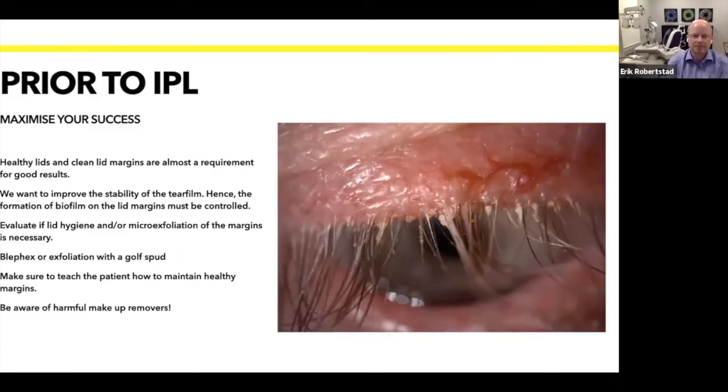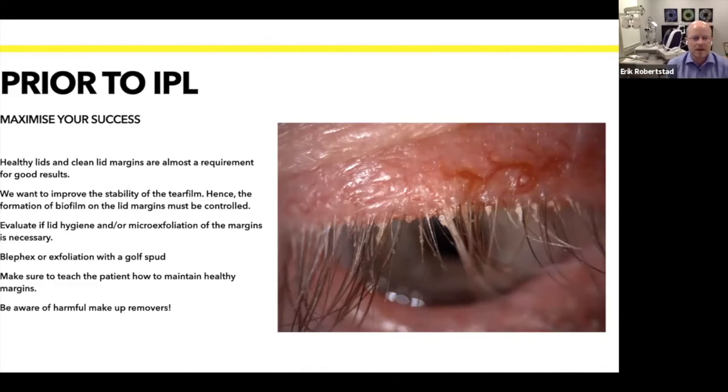Also, as I said, prior to IPL, make sure that you have a healthy environment. Make sure you control the lid margins. Healthy lids and clean margins almost is a requirement for good results. We want to improve the stability of the tear film, and hence we must prevent the building of biofilm.